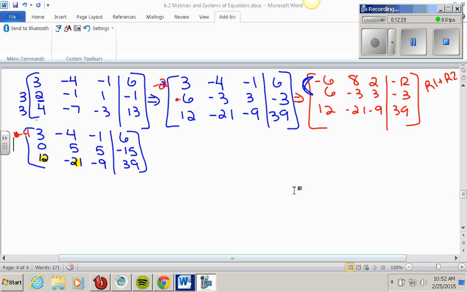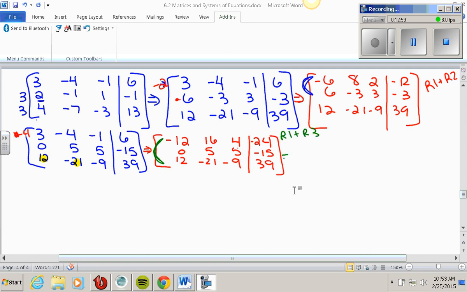Multiply through by -4. And when I do that, I get -12, 16, 4, 20, -24, 0, 5, 5, -15. 12, -21, -9, 39. So here we are, right? We want to put those together, row 1 plus row 3. Row 1's going to revert back. 3, -4, -1, 6. We're adding here now. 0, 5, 5, -15. Now add.